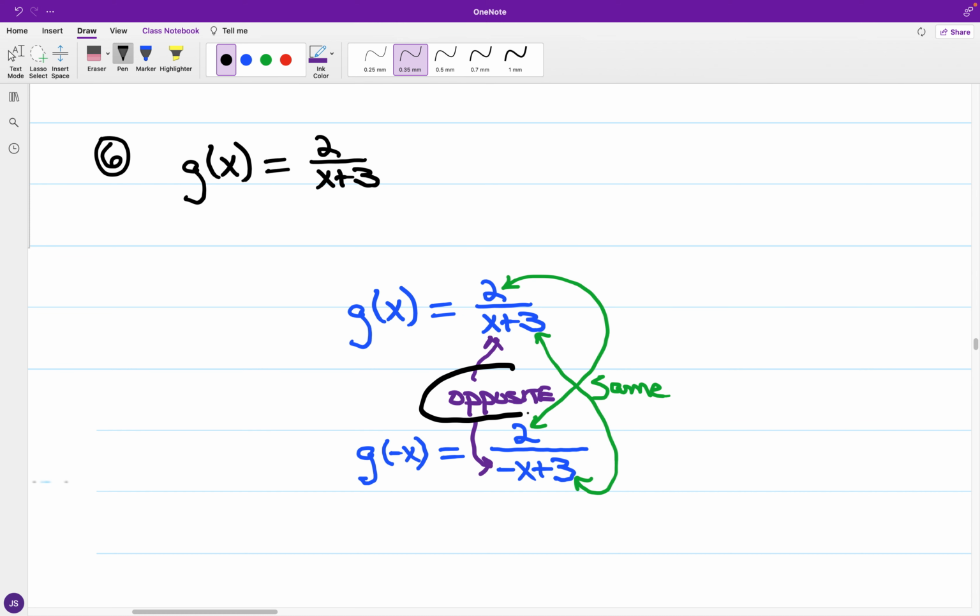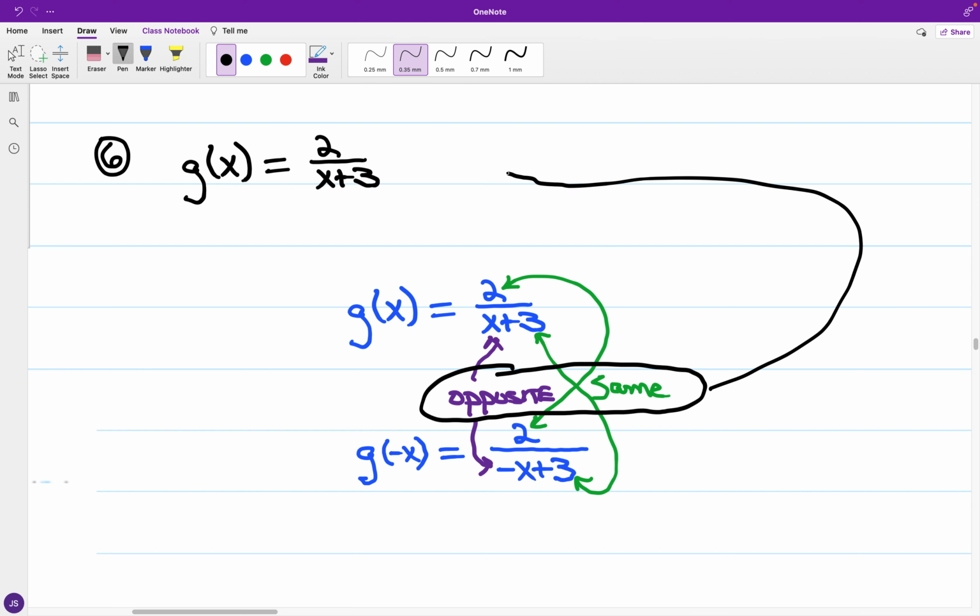So if you had all opposite, g of x would have been an odd function. And if you had everything to be the same, like if g of negative x also came out to 2 over x plus 3, this would have been an even function. But what we have instead is that g of x happens to be neither of the two cases.